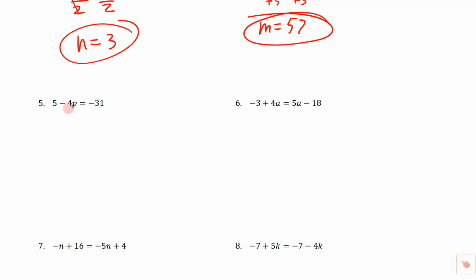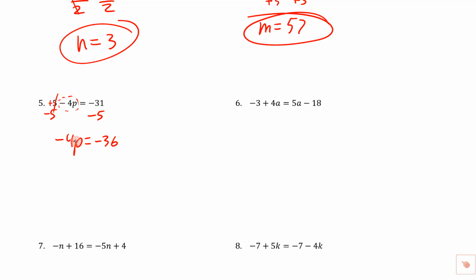We're going to isolate the negative 4p. Make sure you keep track of that negative. We're going to get rid of the 5 because that's assumed to be a positive 5. So we're going to subtract 5 from both sides. So those will cancel off to be a 0. Don't forget to write the negative in front of the 4. And then we get negative 31 minus 5. That's going to be negative 36.